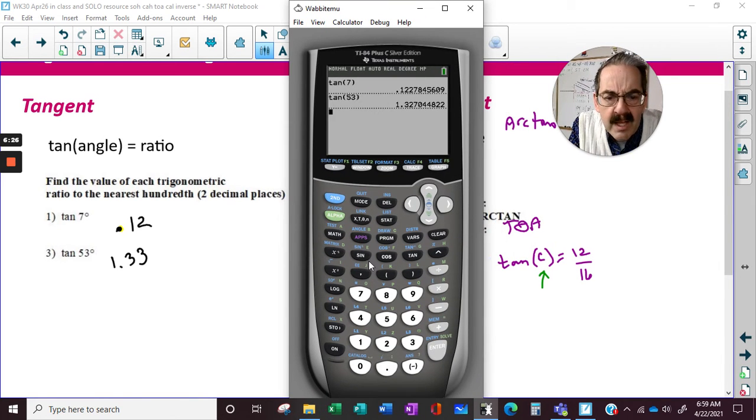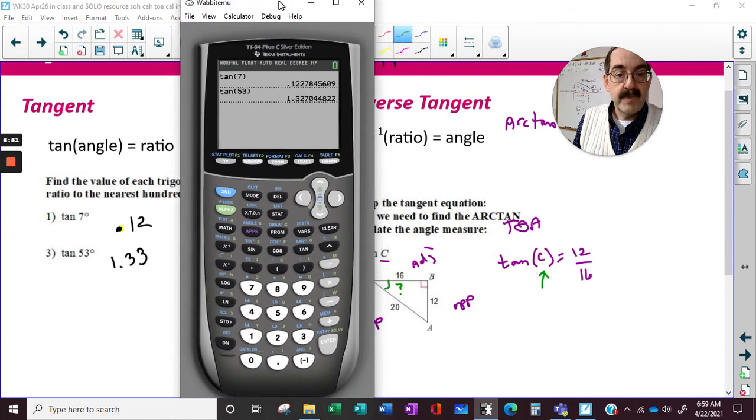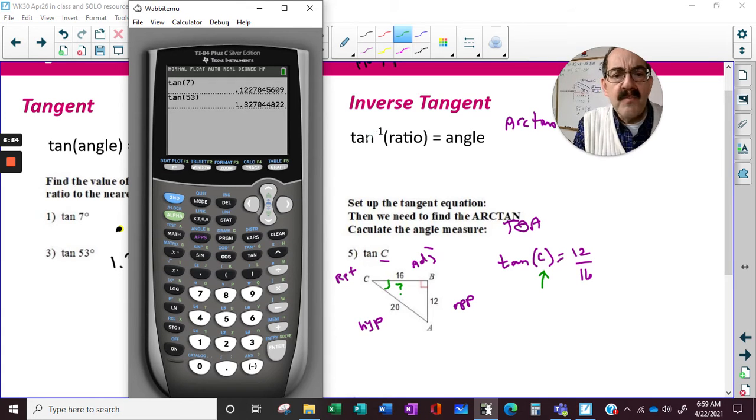Okay, trigonometry is the same thing. Sine, sine negative 1. Cosine, cosine negative 1. Tangent, tangent negative 1. This negative 1 means inverse. And in the language we say sine, arcsine, cosine, arccosine, tangent, arctangent. Okay? So, this negative 1 means inverse. This negative 1 means opposite. This negative 1 means undo.